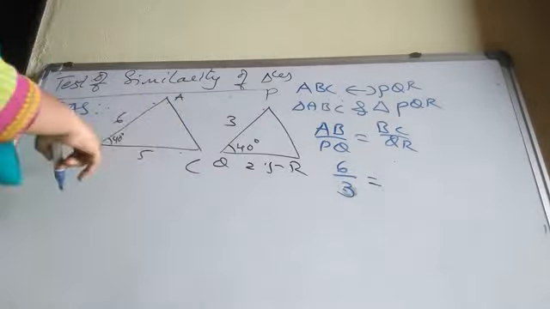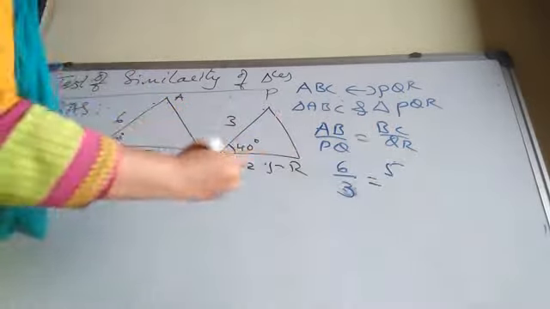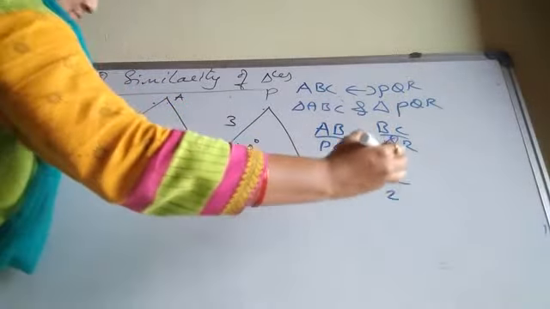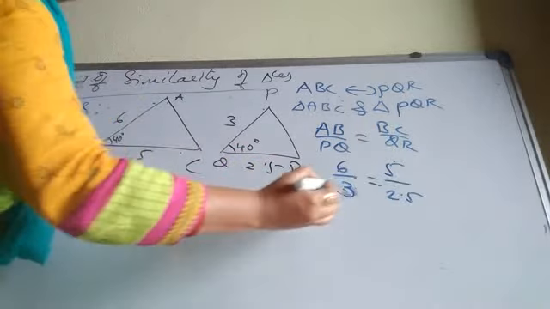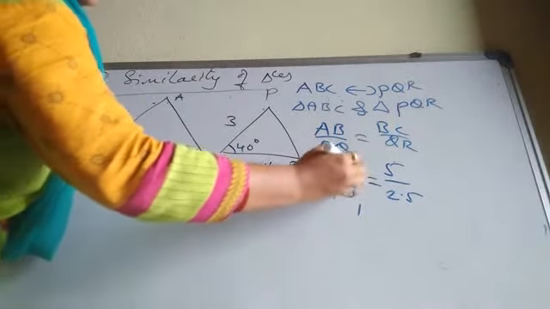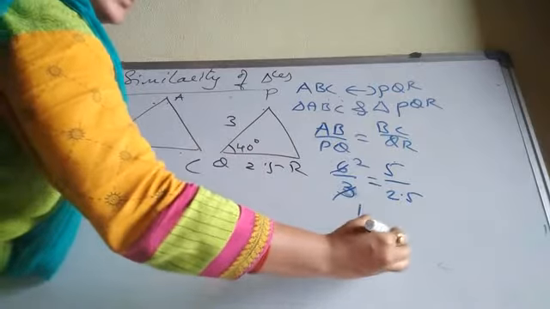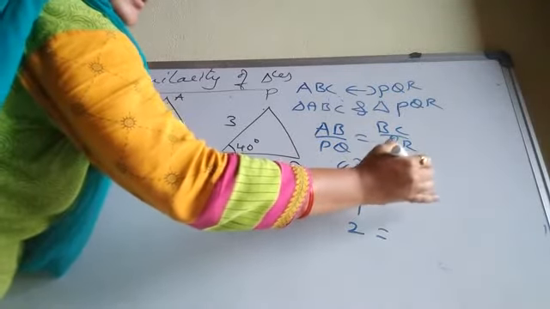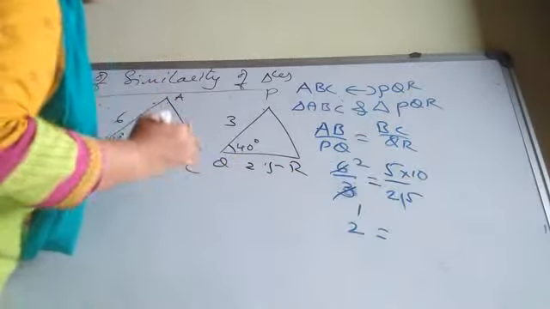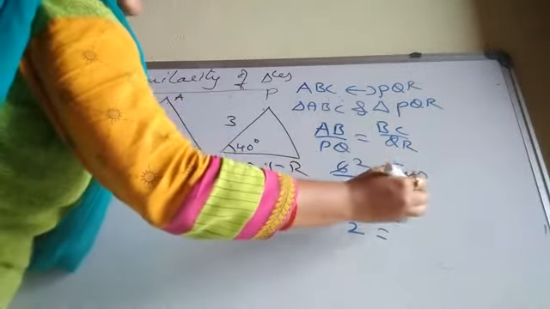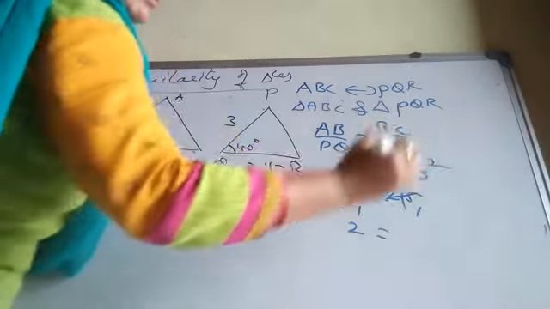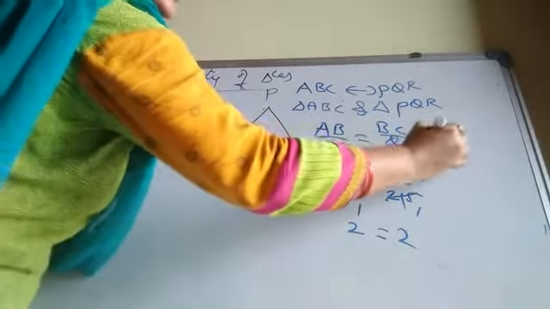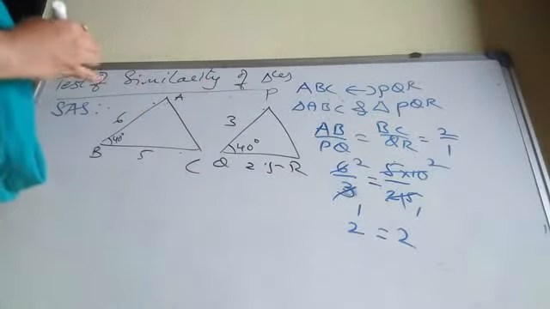Is equal to BC upon QR. What is the BC value? 5 upon 2.5. Now here you see, if you remove the decimal point, in the numerator we have to multiply by 10. 50. 5 tens are 50. 25 ones are 25, 25 twos are 50. So it is equal to 2 upon 1.